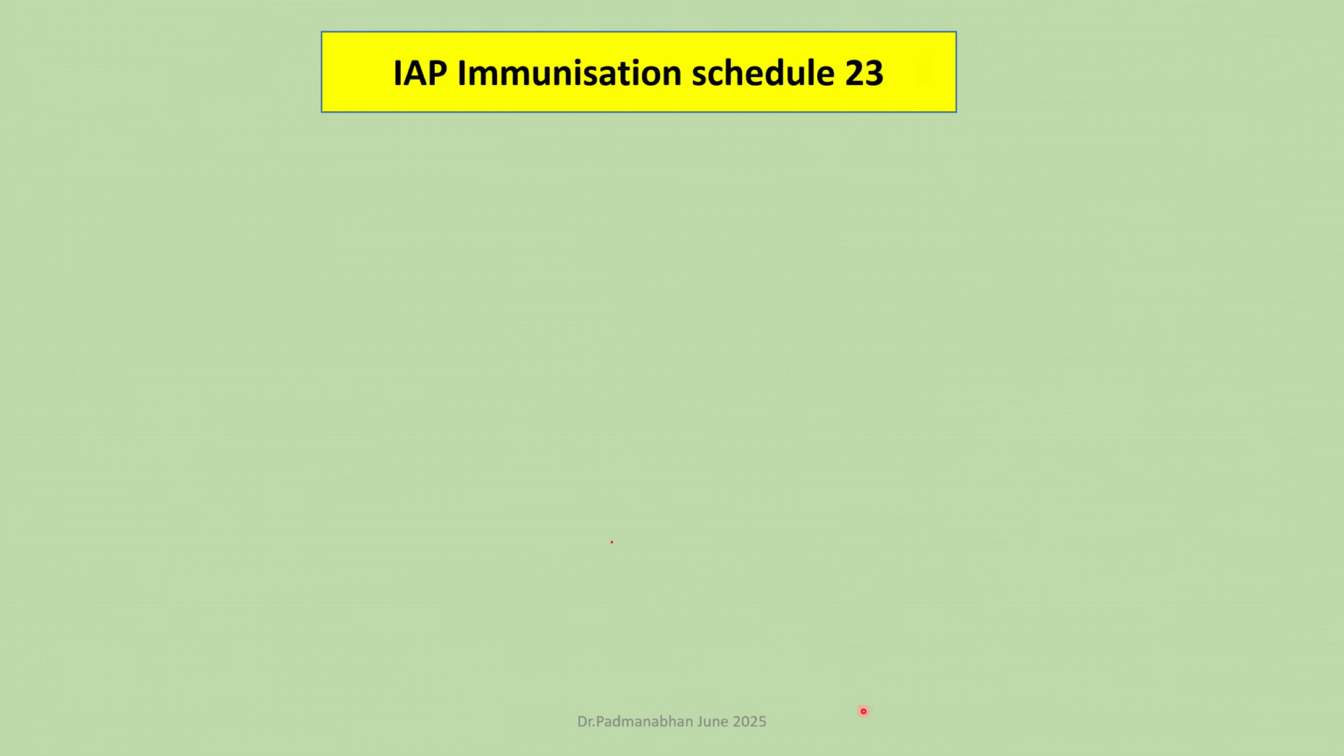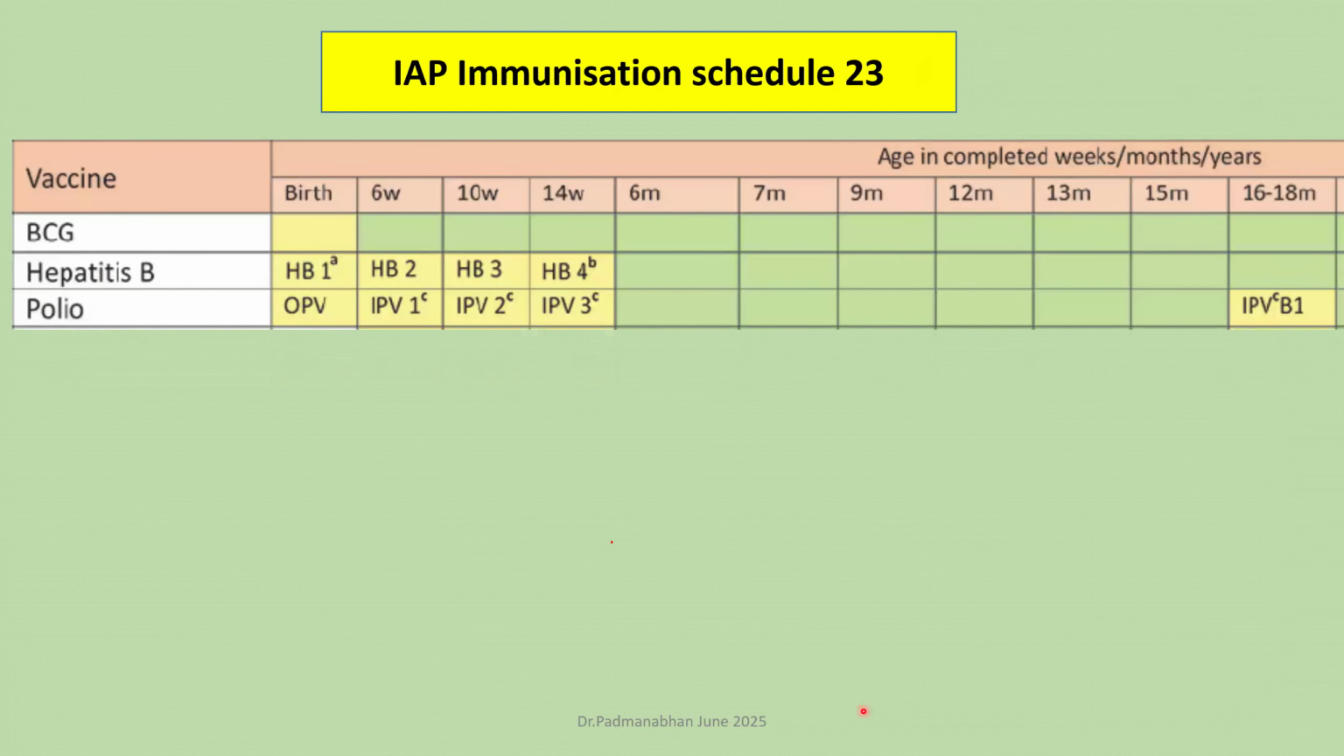Now look at the IAP immunization schedule at 23. This is the immunization schedule of hepatitis B. Okay, you look at hepatitis B. Here it is. Now I want you to note it. Hepatitis B is given here. Now, what is important is there is no booster at 6 months.